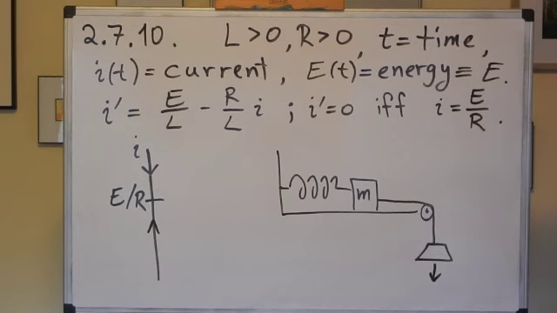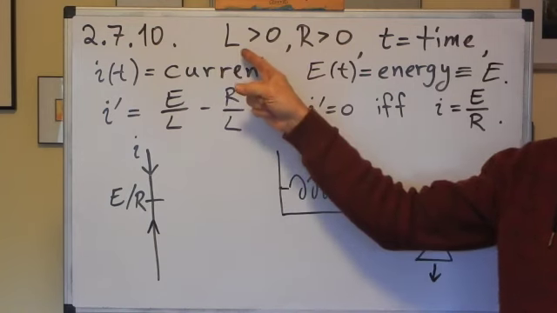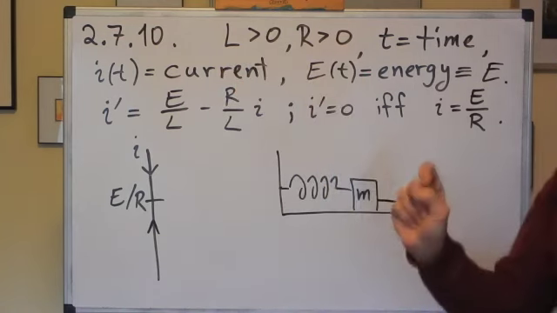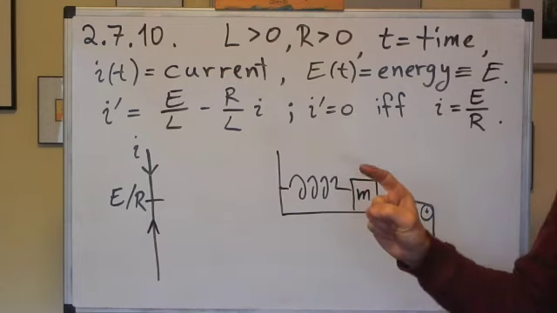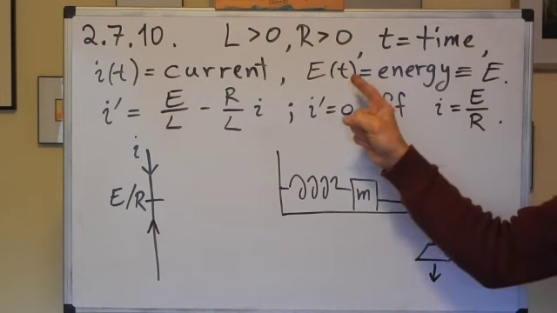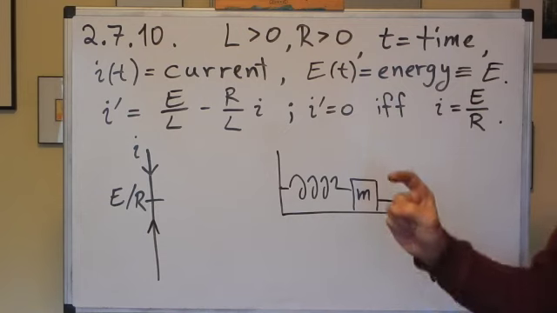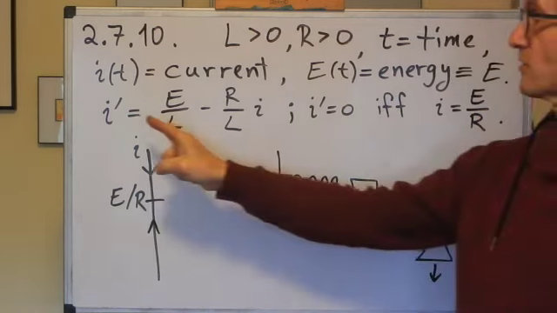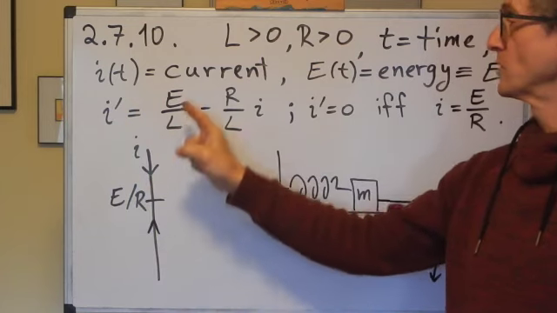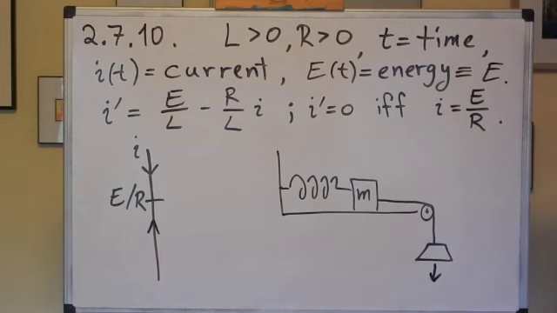We're looking at the equilibrium behavior of the current in a circuit with inductance L and resistance R. And in this case, we are assuming that the energy put in, or for that matter taken out of the system, is constant E. So we have that the derivative of the current over time is E over L minus R over L times the current.